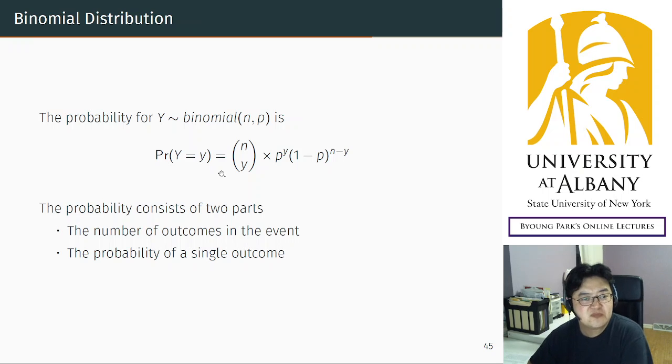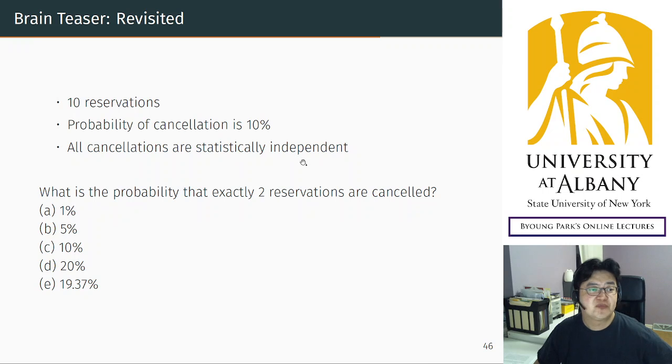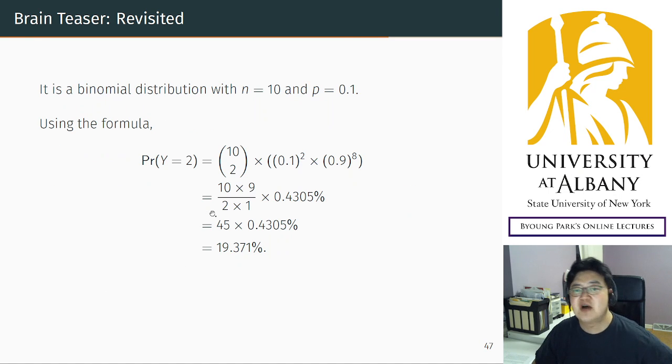But in a nutshell, we need 2 parts. We have only 2 parts, and one part is just a simple formula, and the other can be understood intuitively. So this is what we derived in the previous lecture. And as a result, the answer is 19.37%, which is very counterintuitive.